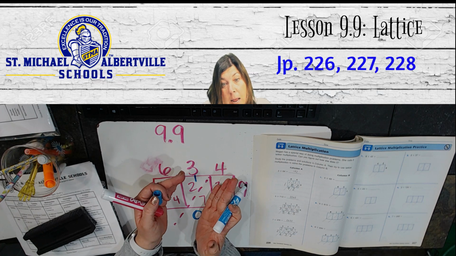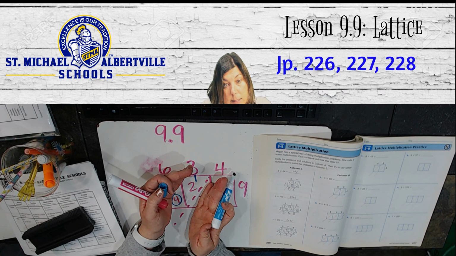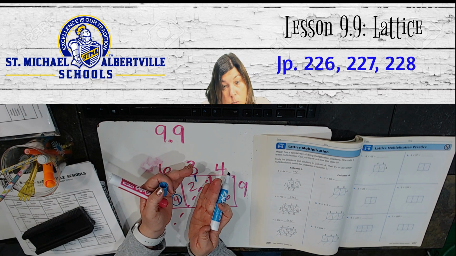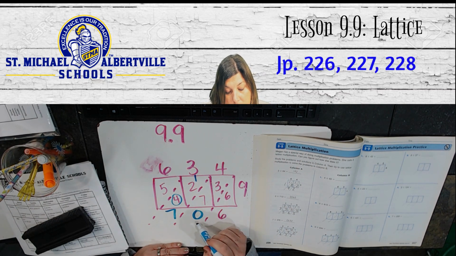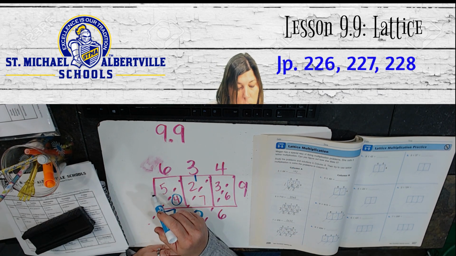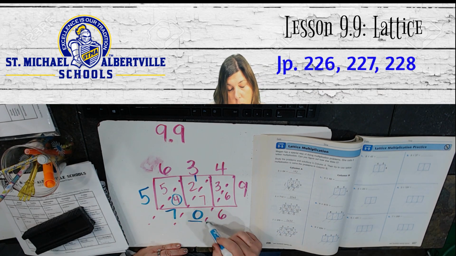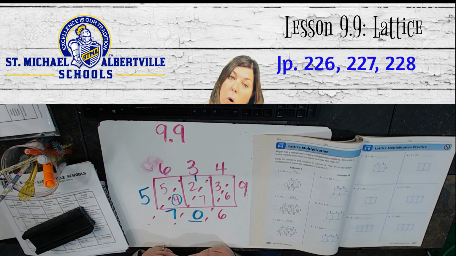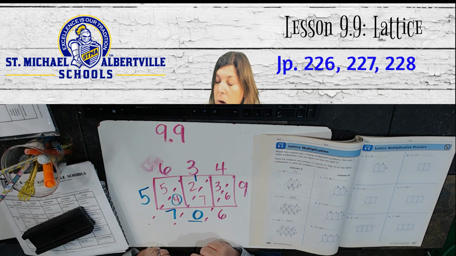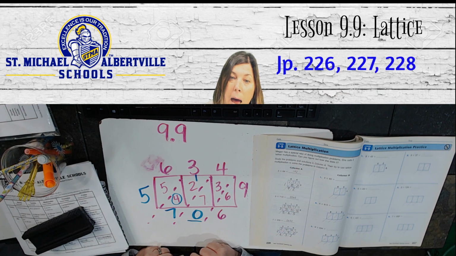Okay? Now when I add up these ones, I'm going to go 4 plus 2, 5, 6, plus 1, 7. See, I got too many numbers here. Then down this diagonal road is just a 5. 5,706. Hopefully that helps you with how to do lattice. First you multiply, then you add up your diagonal roads.